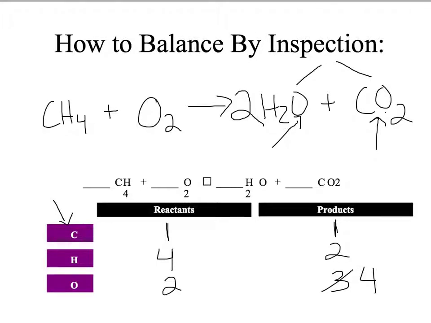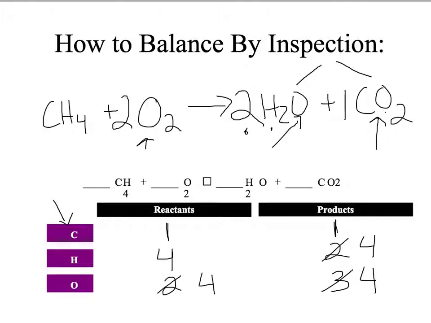Can I easily fix the other oxygen? What can I do to make this 4? If I put a 2 here, 2 times 2, that's 4. Now, in the process, did anything change? If we put this 2 over here in front of this oxygen, it also changed this hydrogen. 2 times 2 is 4. And we are completely balanced. Everything is the same on each side.